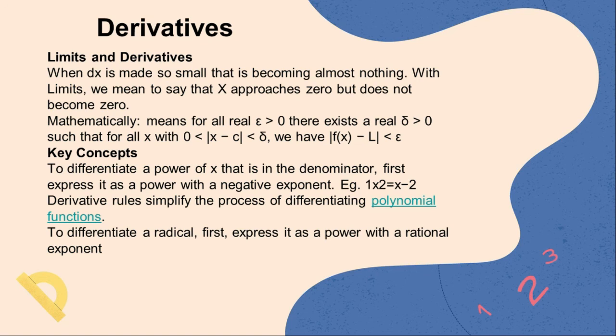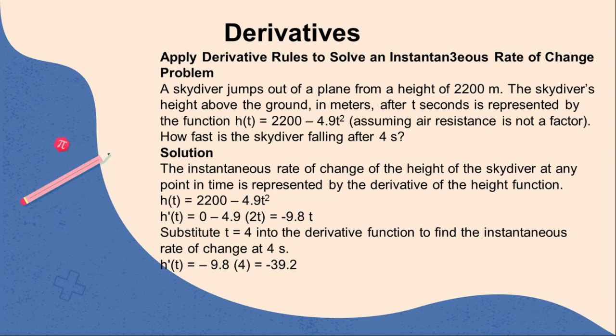less than epsilon. Key concepts. To differentiate a power of x that is in the denominator, first express it as a power with a negative exponent, e.g. 1 over x squared equals x to the power of minus 2. Derivative rules simplify the process of differentiating polynomial functions. To differentiate a radical, first express it as a power with a rational exponent. Apply derivative rules to solve an instantaneous rate of change problem.